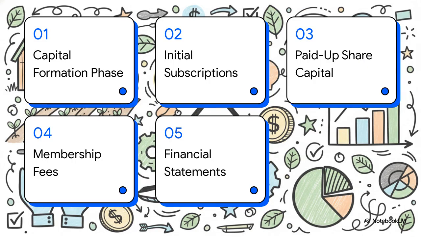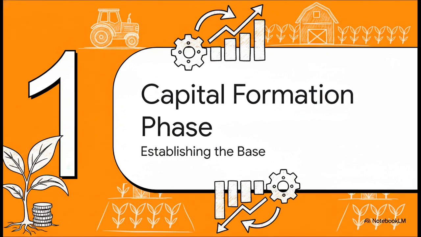Here's our roadmap to keep things simple. 1. The capital formation phase. 2. Recording initial capital subscriptions. 3. Recognizing paid-up share capital. 4. Handling non-withdrawable membership fees. And finally, 5. The final financial statements. All right, starting us off with Section 1, the capital formation phase.